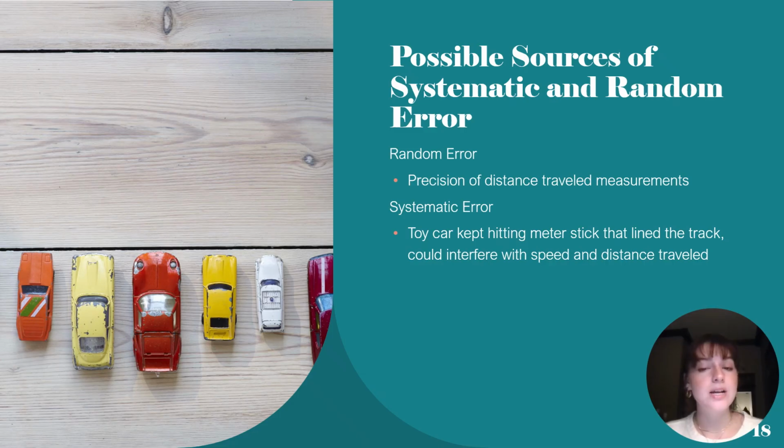Some systematic errors, so that's something wrong with the machinery I'm using or the experiment equipment I'm using. Some possible sources of systematic error could be the toy car hitting the meter stick when it traveled down the track. Because I noticed a lot of the time when I was releasing the car, it was going down the ramp just fine, but then once it got off the ramp, it started hitting the meter sticks that I used to create the track. And obviously, if it's hitting something like that, that's going to take away some of its speed and it's not going to travel as far.